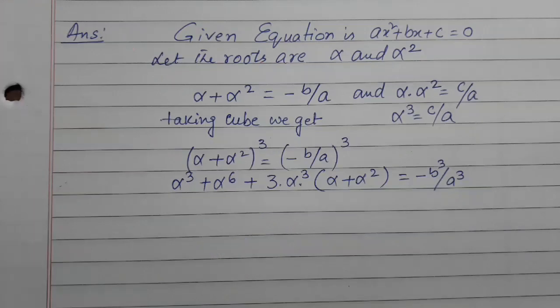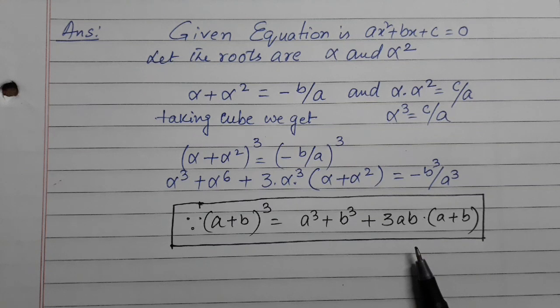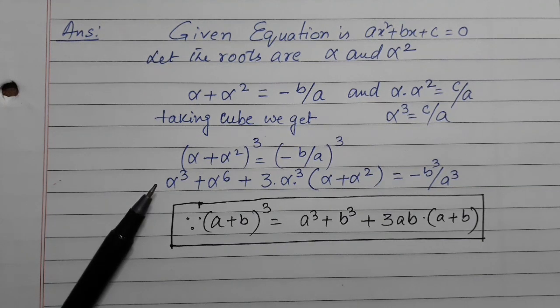Hence we can write alpha cube plus alpha to the power 6 plus 3 alpha cube into alpha plus alpha square equals to minus b cube by a cube. So here I have used this formula, a plus b whole cube equals to a cube plus b cube plus 3ab into a plus b. Now from this equation we can apply the value of alpha cube, and in fact we can apply the value of alpha plus alpha square.